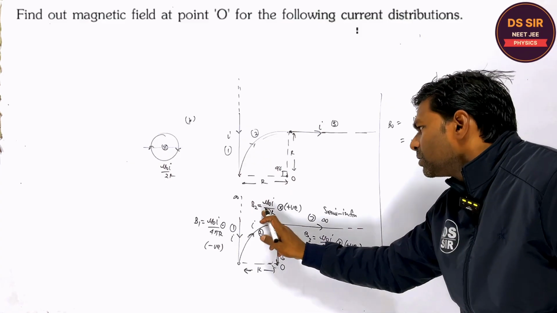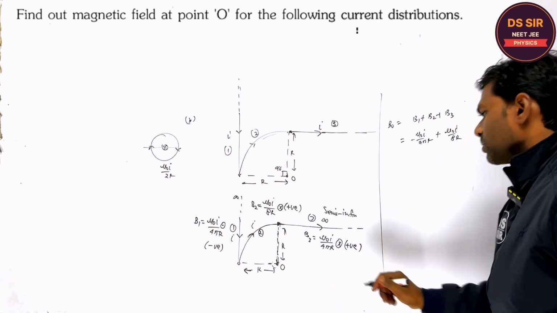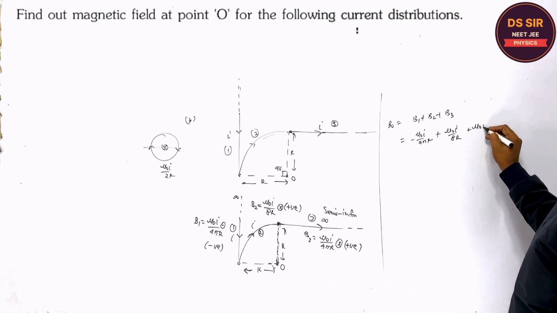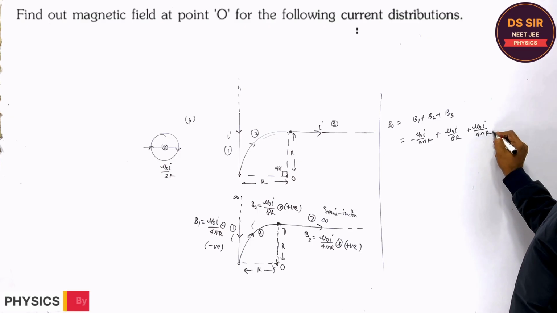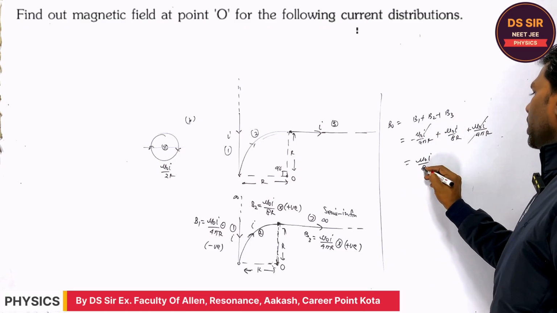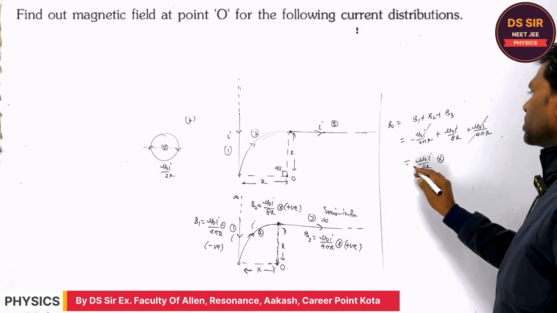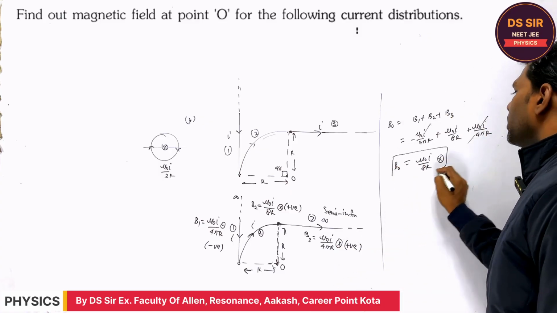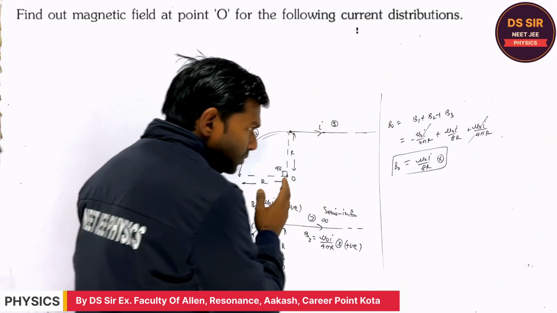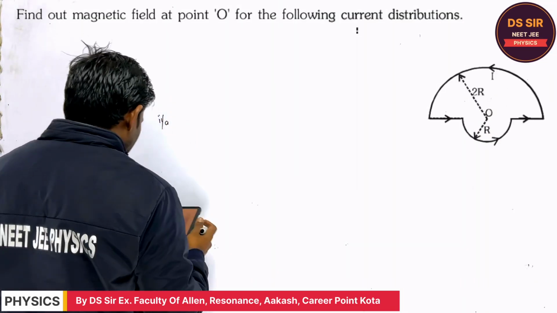Plus mu naught I upon 8R, and this is plus mu naught I upon 4 pi R. Yes, they cancel. It is mu naught I upon 8R. It is plus, and we are taking the into the board. It is plus. So this is the magnetic field at the center, right? Copy this. So this is the next part A.